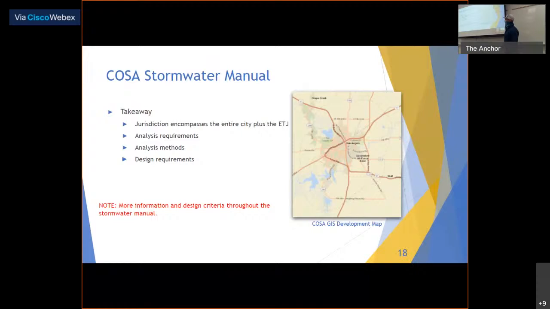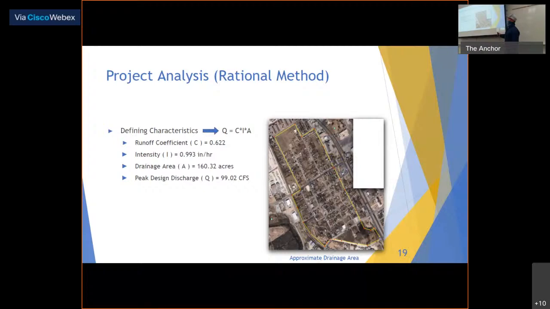The next thing it outlines is analysis methods. The two analysis methods are an SCS unit hydrograph method or the rational method. The rational method is used for drainage areas less than 200 acres, and the unit hydrograph method is for larger areas. The design requirements go quite a long way and are outlined through the whole design manual, and those can be explored further if that's of interest to you. The defining characteristic of the rational method is Q equals CIA.